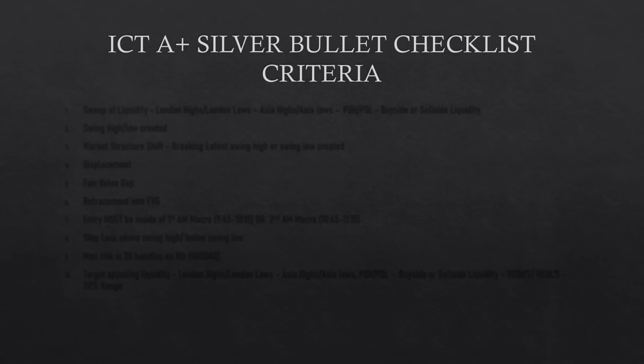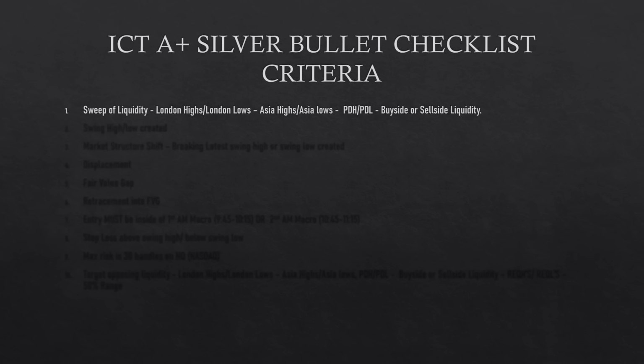Okay, so let's get back to what we were talking about. The ICT A+ silver bullet checklist criteria. The first thing I'm looking for when I get on the charts is number one, a sweep of liquidity. I want to see either London highs or London lows, Asia highs or Asia lows, previous day high or previous day low, a buy side or sell side liquidity level get swept. This is a very crucial step. Without this step, we do not have a trade.